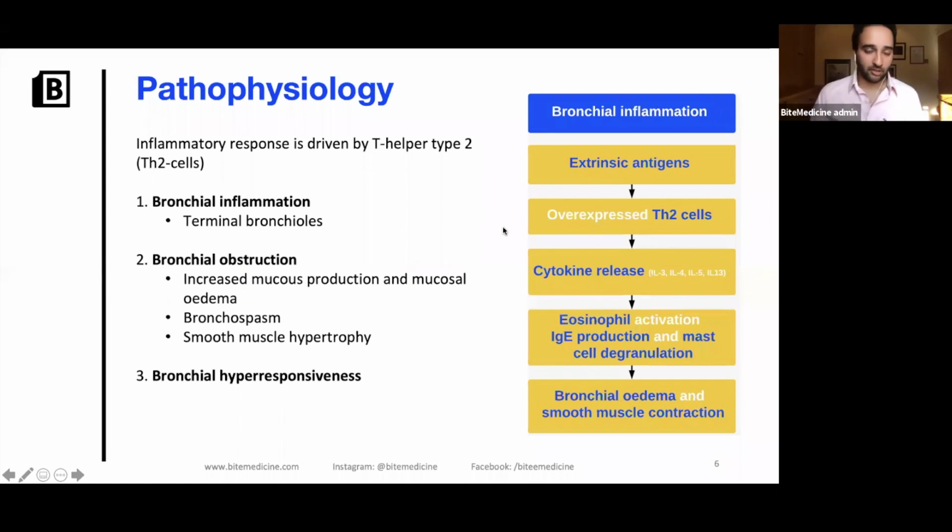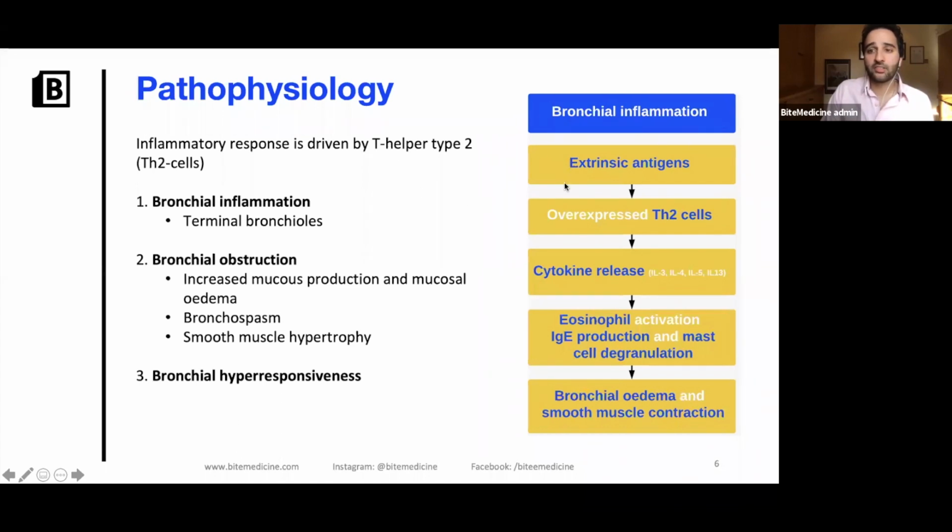Obviously, like lots of conditions in medicine, we don't fully understand every single step involved in asthma. But this is the basic pathophysiology that we think is causing asthma. So the three main aspects are bronchial inflammation, bronchial obstruction, and bronchial hyperresponsiveness, like we were talking about on the previous slide. The main trigger behind all of this is the activation of your T helper type 2 cells.